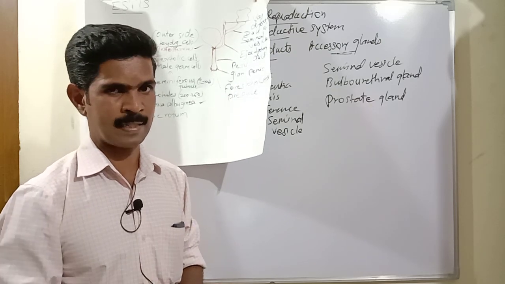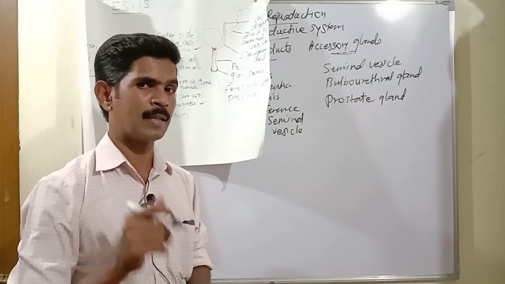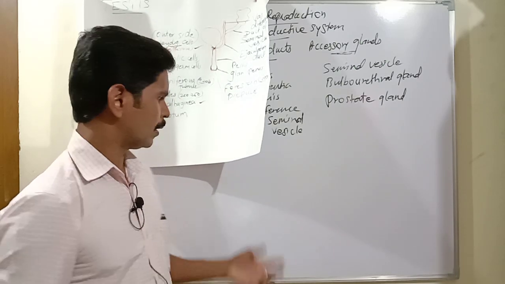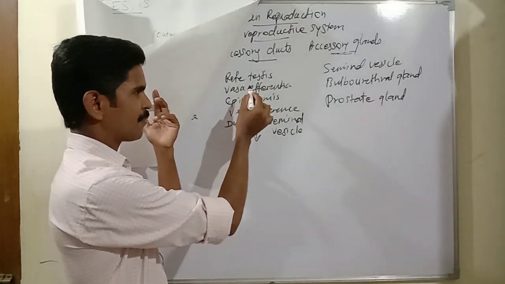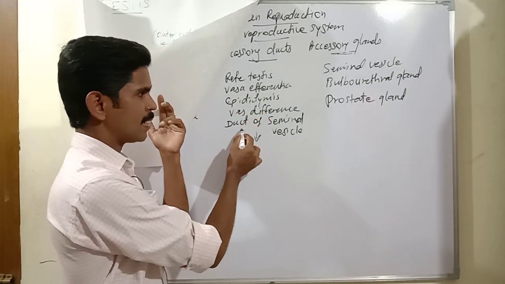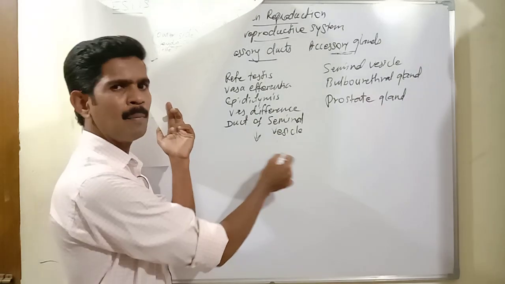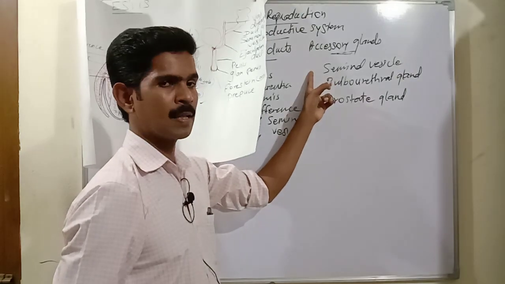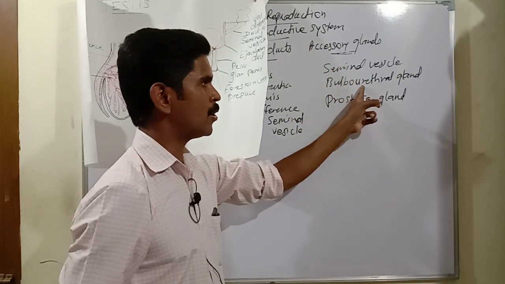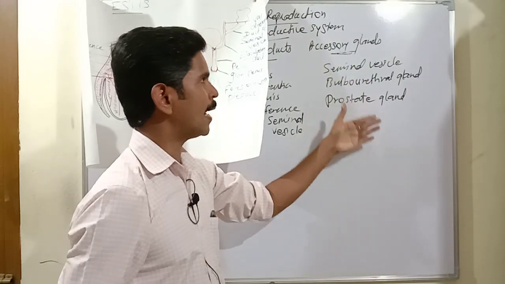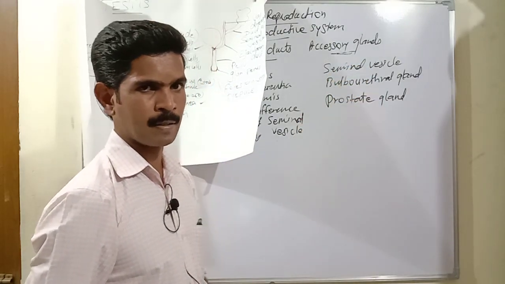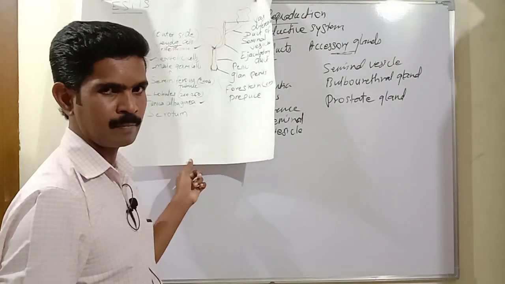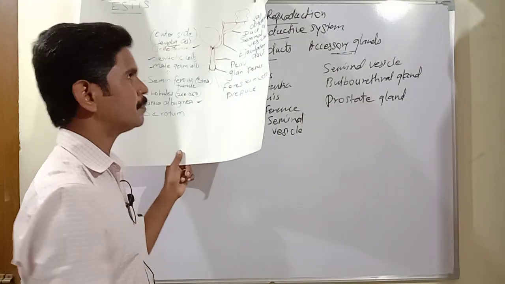Primary sex organ: testis. The testis is the one and only primary sex organ in the male reproductive system. Then accessory ducts, many ducts are there: rete testis, vasa efferentia, epididymis, vas deferens, duct of seminal vesicle, and the common ejaculatory duct. Then accessory glands: two seminal vesicles, two bulbourethral glands, and one prostate gland. And the external genital organ, only one, the penis. I hope you all understood these points.